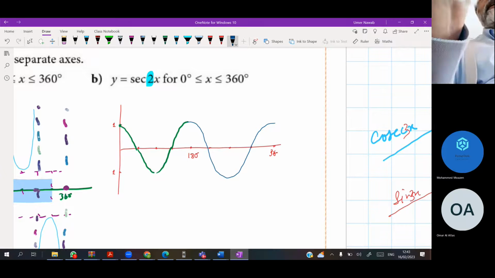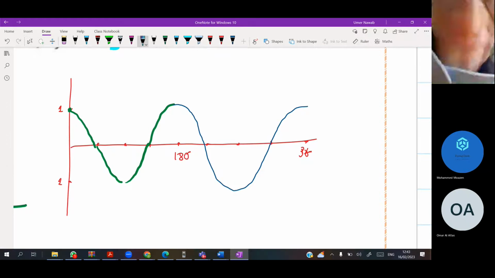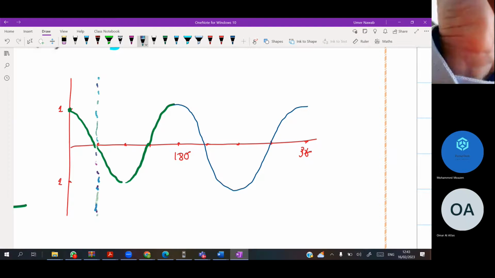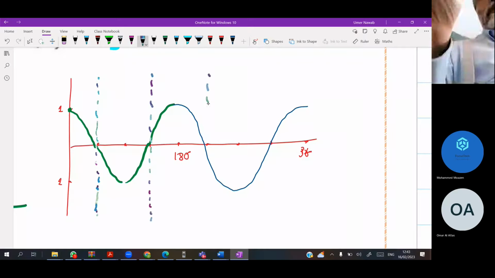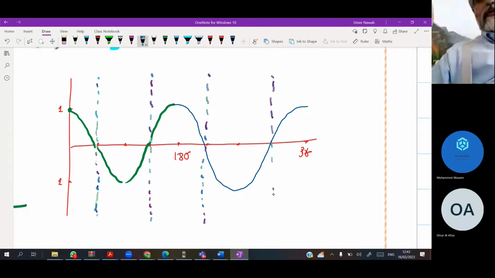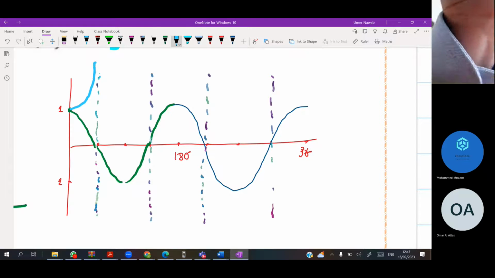Now where am I getting 0 degrees? Where is 0? This is 0. Yes. This is 0. This is 0. Agreed? Yes. Now draw the opposites. Clear?